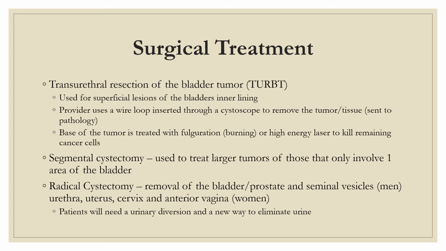And then something a little bit more invasive is the radical cystectomy. This is removal of the bladder, prostate, and seminal vesicles in men. And then in women, they take the bladder, urethra, uterus, cervix, and anterior vagina. So great portions of the urinary tract. If a patient does have a radical cystectomy, they will need a urinary diversion and a new way to eliminate urine.